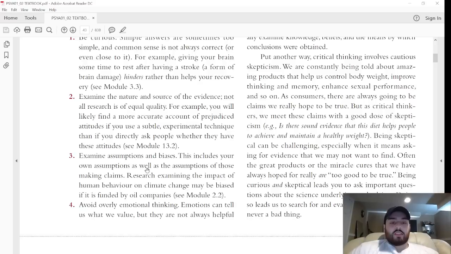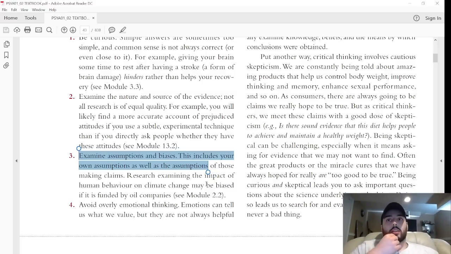This includes your own assumptions as well as the assumptions of those making claims. Research examining the impact of human behavior on climate change may be biased if it is funded by oil companies. So examine your assumptions and your biases. Like the text is saying, if an oil company is going to do a study on climate change, they're likely to be biased towards that topic because the work that they're doing may be harmful to climate change and the overall earth, right?